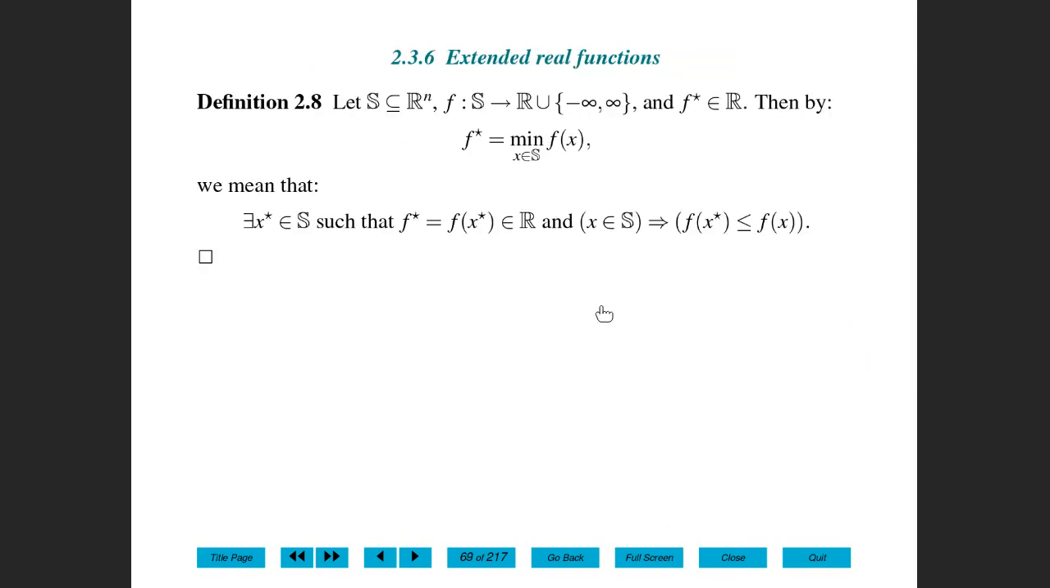Okay, now we just have some topics left from this chapter before we really start focusing on the methods to solve unconstrained optimization problems. So this one is just a definition. We have got a feasible set that belongs to R^n, and let's say the function is from the feasible set to the set of real numbers. And here we are saying that we are taking the union of minus infinity to infinity, so we are taking into account these infinities.